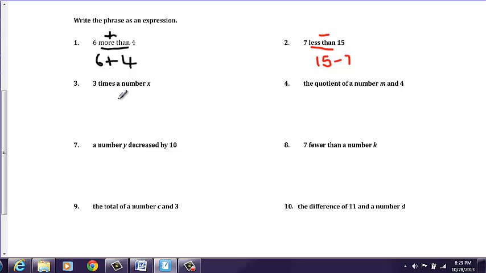Number 3 says 3 times a number x, and we all know that times means multiplication. I'll try and use the dot wherever possible because we are going to be using the variable x in the phrases. Okay, so 3 times x. Now remember guys, instead of writing it that way, we can also write it as just 3x. And we talked about this in class. If there is nothing written between a number and a variable, it always implies multiplication.